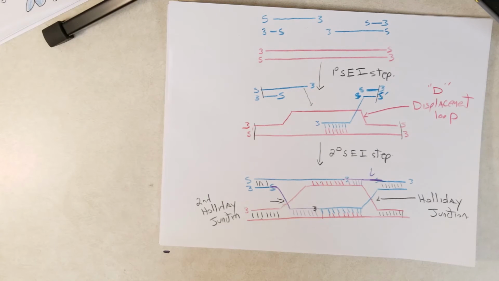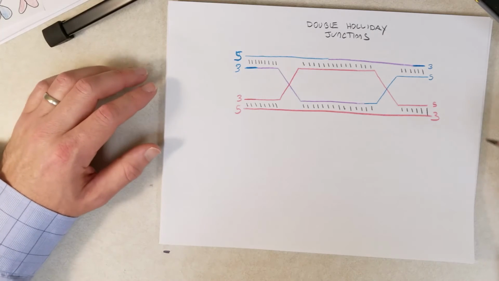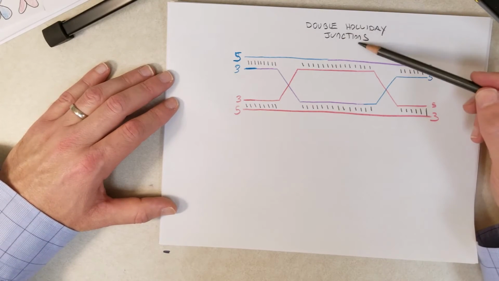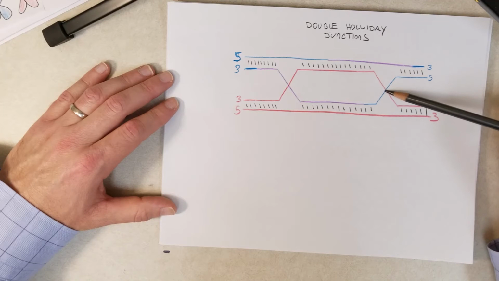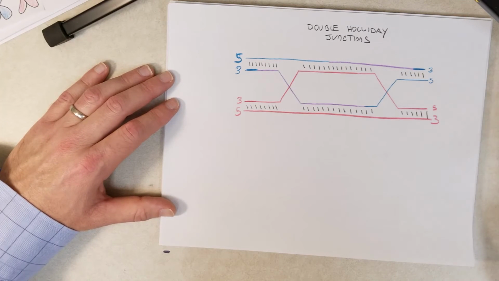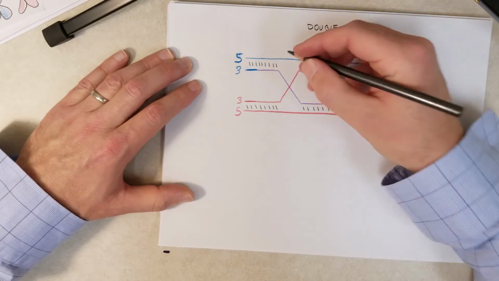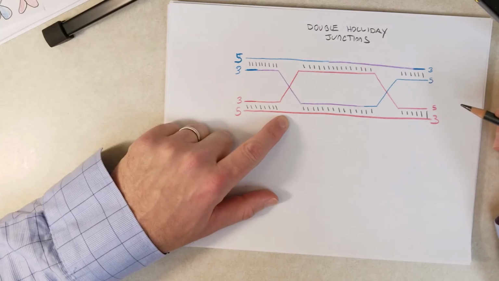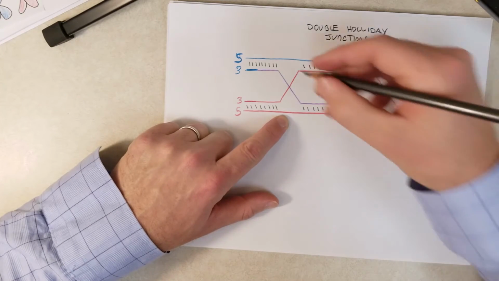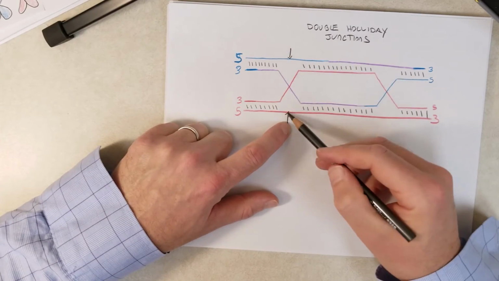Now, at this point, this is where I'm going to switch over to some diagrams that have already been put together for you. So we have the double Holliday junction stage, and now these need to be resolved, and they can be resolved in a couple different ways. Essentially, there are pairs of cuts that can be made by endonucleases. So we can cut here and here, so that's one pair that can be cut.